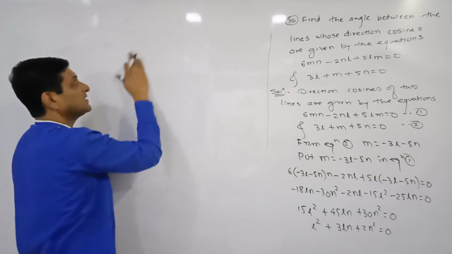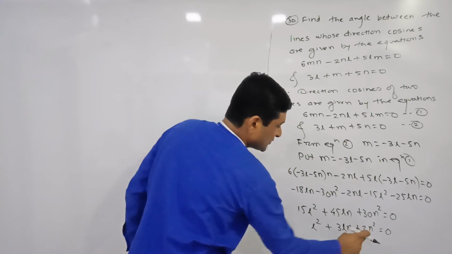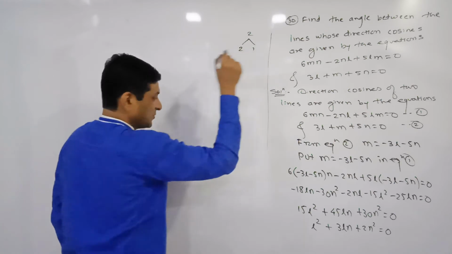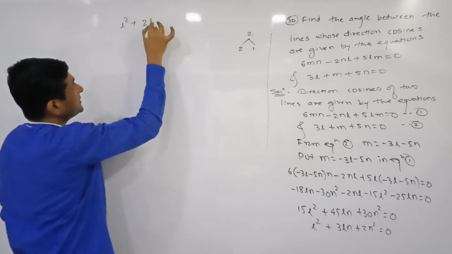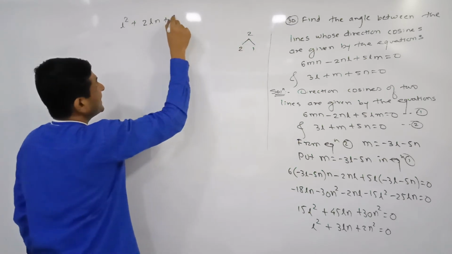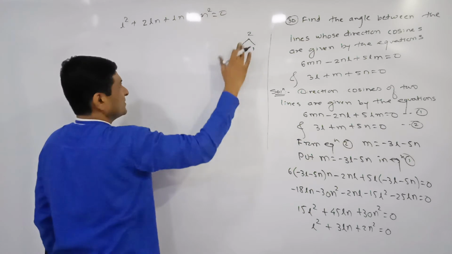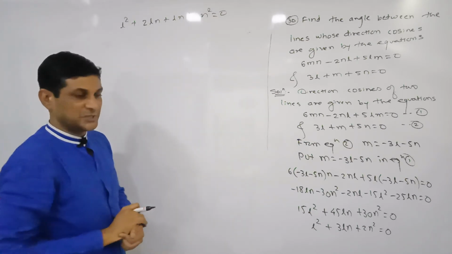Don't divide, directly solve this equation. So find factors of 2 such that their sum is 3. The factors of 2 are 2 into 1. So what we get here is l square plus 2ln plus 1ln plus 2n square is equal to 0. We are solving this equation just like a quadratic equation.